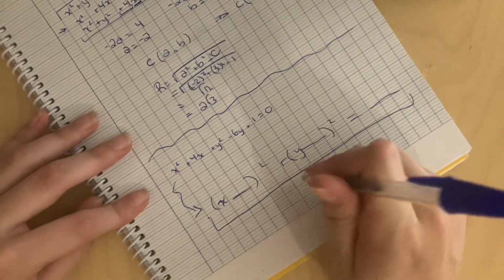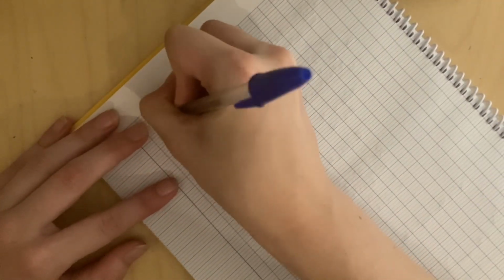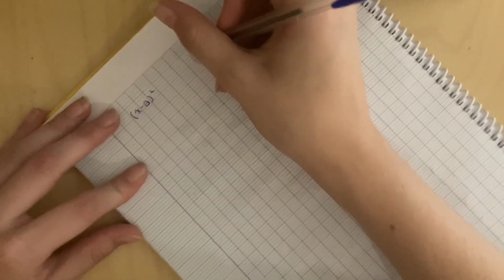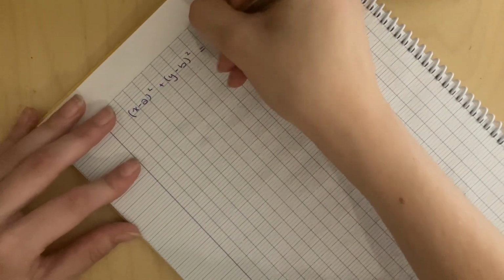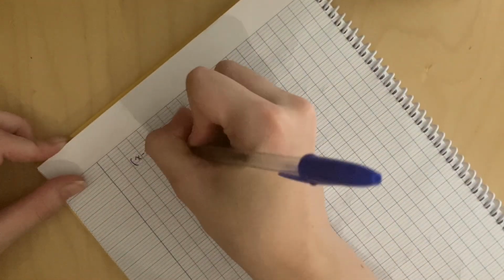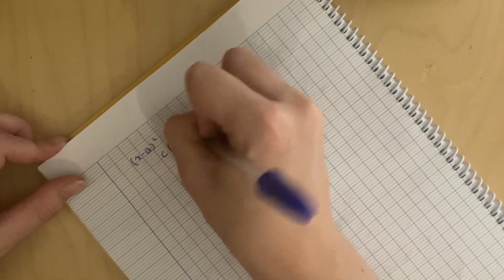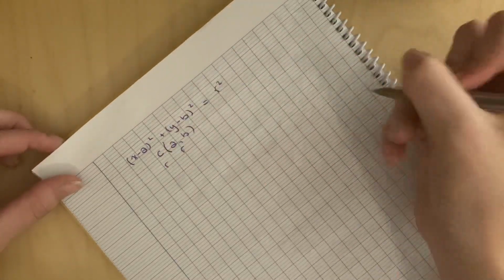And from this, we derive our next expression, which is x minus a, all of it squared, plus y minus b, again squared, equals r squared. So this is the second general expression of a circle. And finding the center and radius from this is really easy. Center is a, b and radius is r.